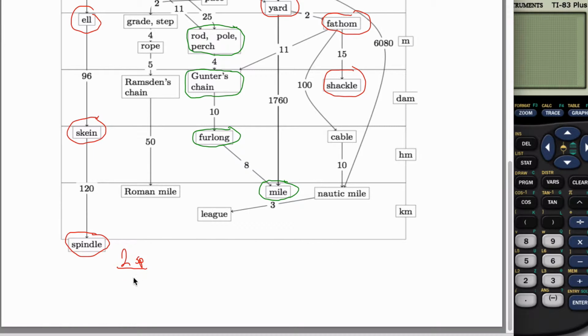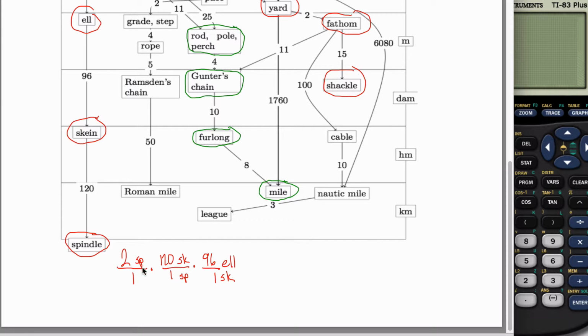So 2 spindles divided by 1 times. My goal is to get this into shekels. So I know that 120 of these skein things is the same as 1 spindle, apparently. And 96 of these L things is the same as 1 of these skein things.